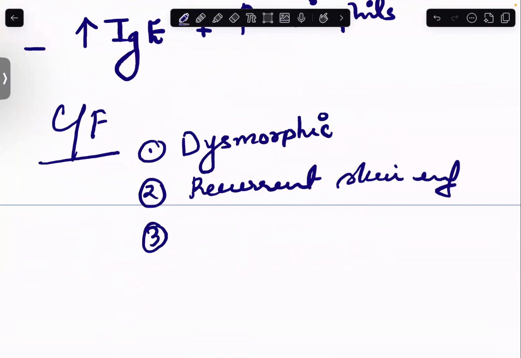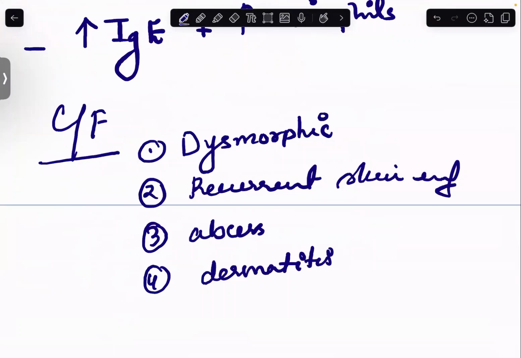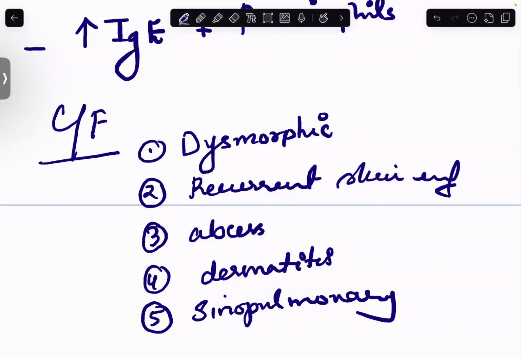Along with that, they can also lead to abscess, but superficial abscess, not deep-seated abscess. Okay, they can also lead to dermatitis, any kind of infection, maybe eczema, severe eczema. Along with that, they can also lead to sinopulmonary infection. Sinopulmonary is common in almost all the conditions. That is static. You just add on different things.